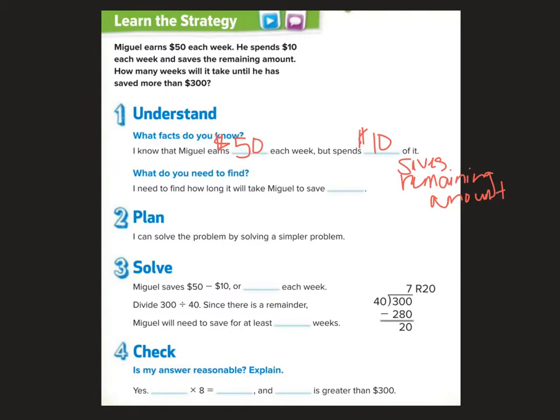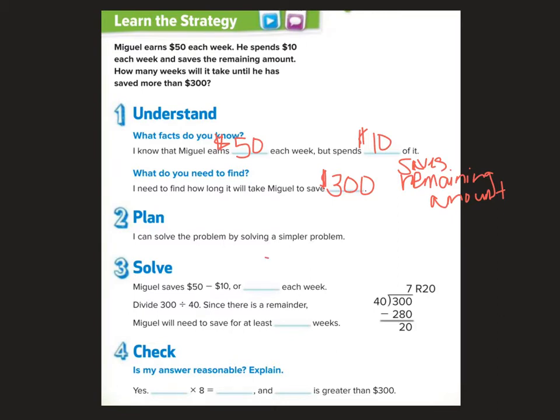So we know that he saves the remaining amount. That's important for us to know too. So anyways, I need to find how long it will take Miguel to save $300. That's always a thing too, because sometimes they give you so much information that when it comes to actually answering the question, you don't know what the final question even is. So it's good to stop and say, okay, what do I know and what do I need to find? Every single time you get a problem-solving question.